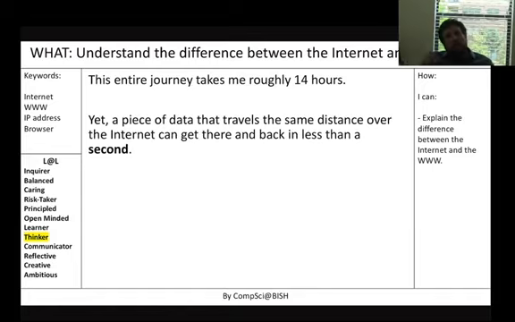Now look, what always amazes me about what we've just talked about is the fact that the journey that I've just described to you to go from Houston to the UK takes roughly about 14 hours if I'm going to get to my home in the UK. But actually, a piece of data can travel across the internet in less than a second. Right, so the speed at which that data is traveling is just unbelievable.